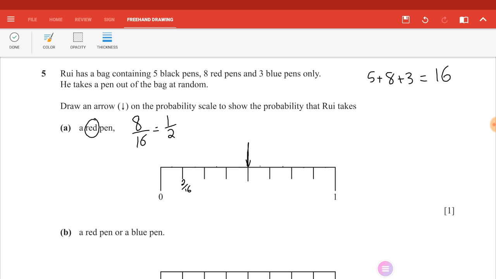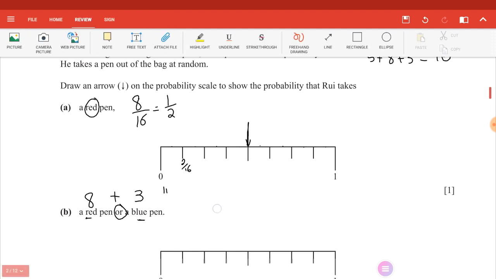Letter B, a red pen or a blue pen. Red, 8, blue, we have 3 blue, which means more options to get it. It would be 11 over 16.